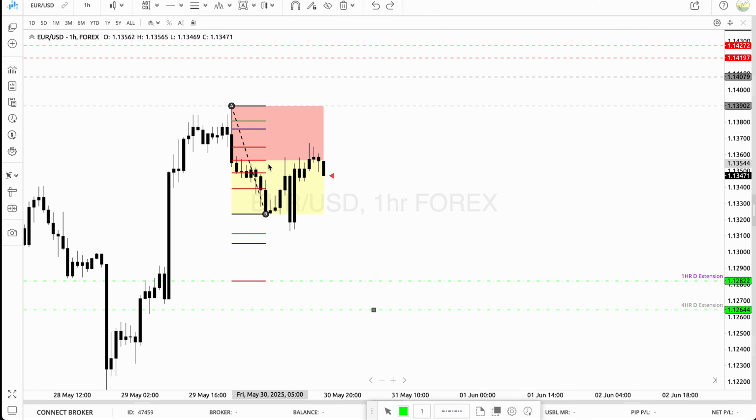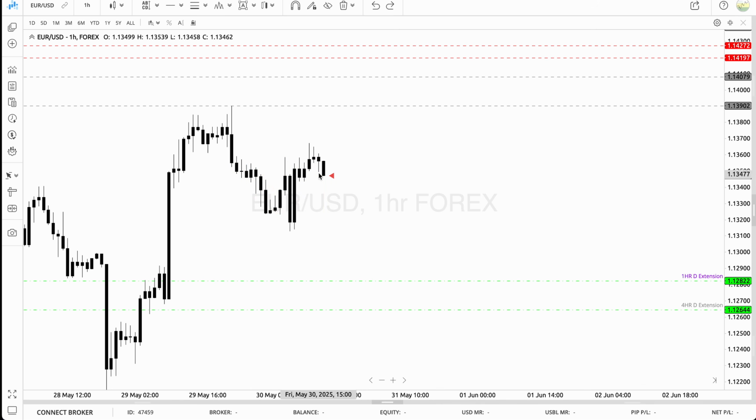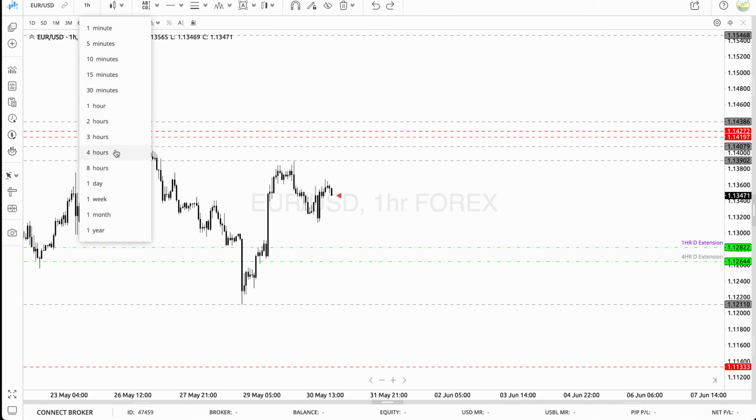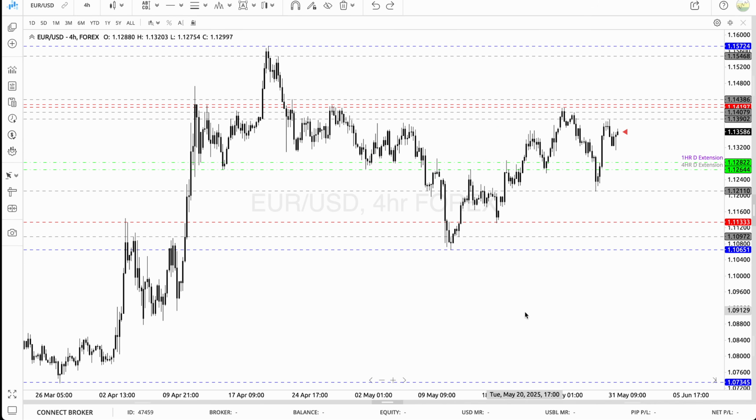All right, and that is it. So now what I'm going to do is, I don't know, you could trade this if you wanted to, right? You could drill down to the 15, find a potential entry, all that good stuff. But what I'm really interested in is I want to see this move to the upside, for the buy.